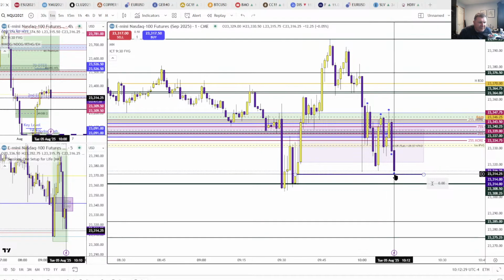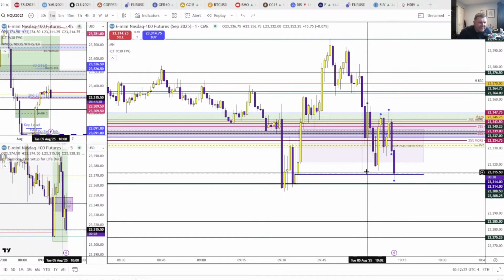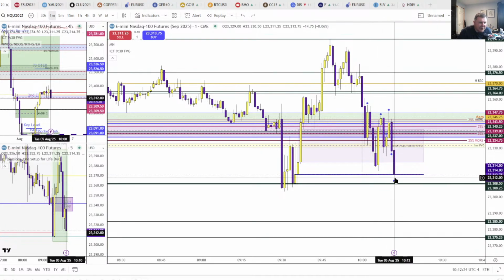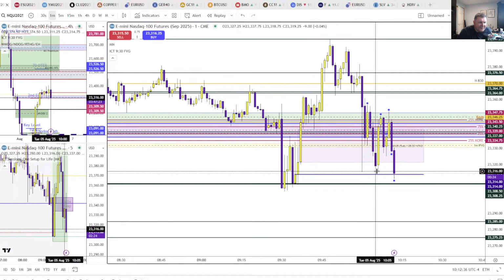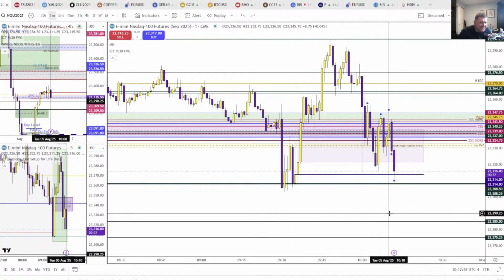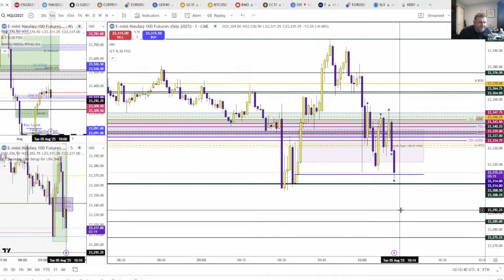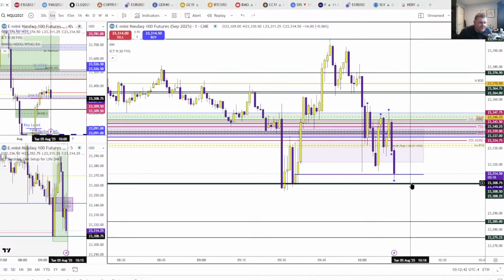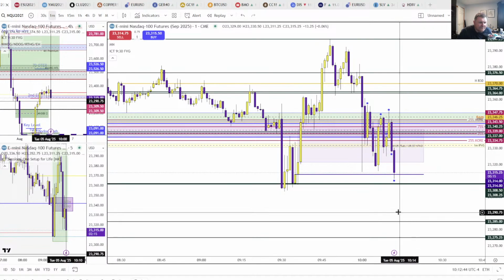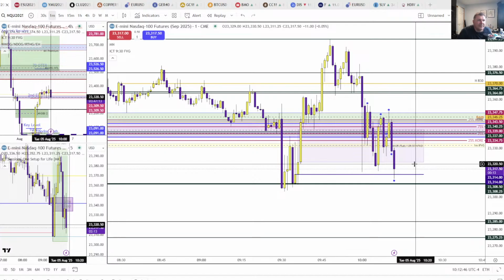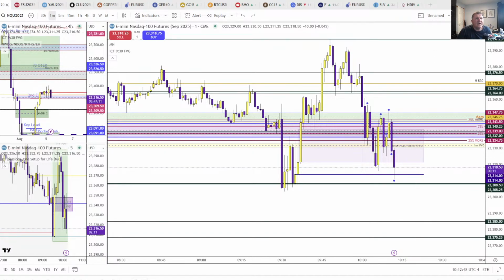Now if we pop through that guy, see if we come back and find some support off of this. There we pop through there, come back, find some support off of this, and start running for these lows. Just watch where the body ends up. Choppy.